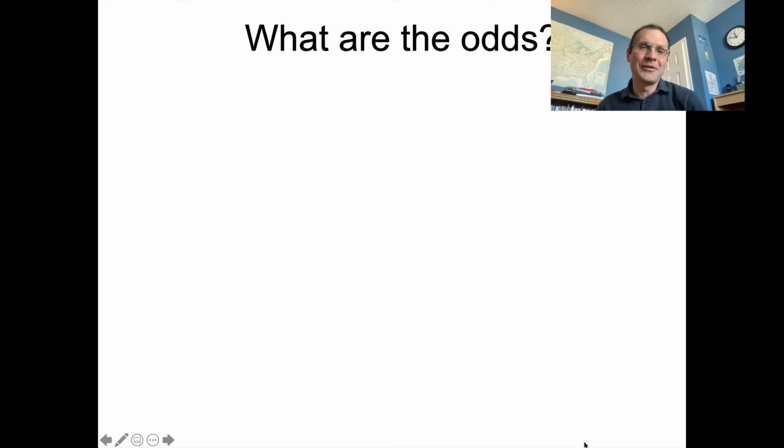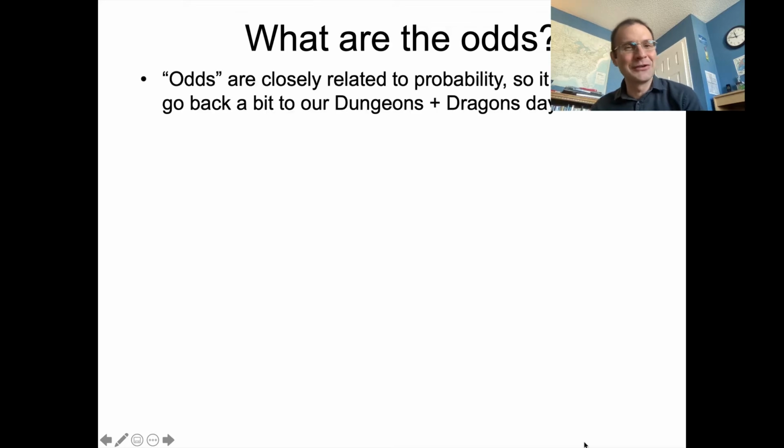The way we're going to start the lecture out today is by talking about not probability, but odds, which are closely related to probability. So it might help to go back a bit to our Dungeons and Dragons days, although I don't think I'm going to talk about Dungeons and Dragons specifically today. Anyways, the definition of odds is that the odds are equal to the probability P divided by 1 minus P. And you may have encountered odds anywhere in your travels through the world, like if you've ever gambled or played cards or something like that.